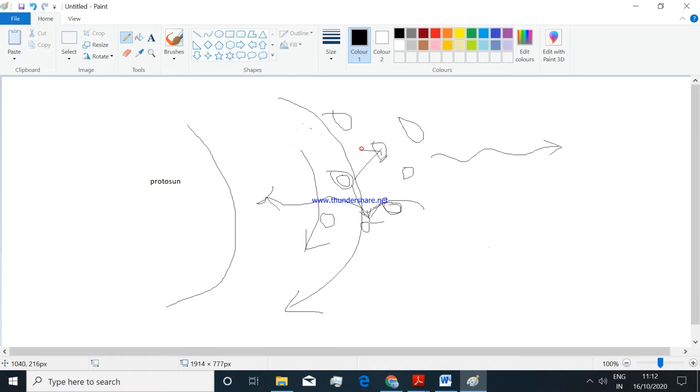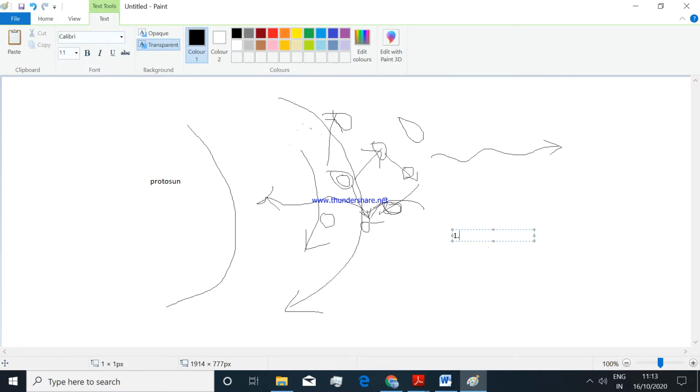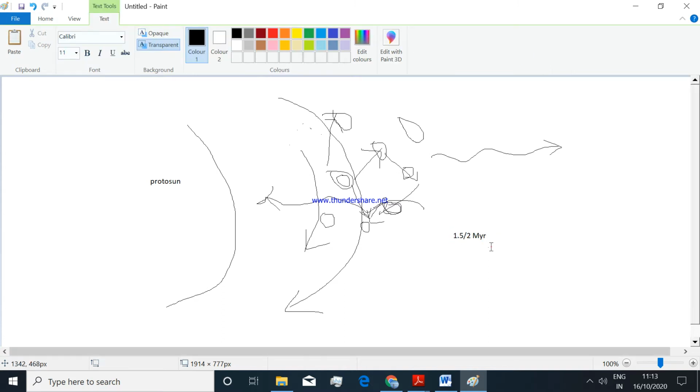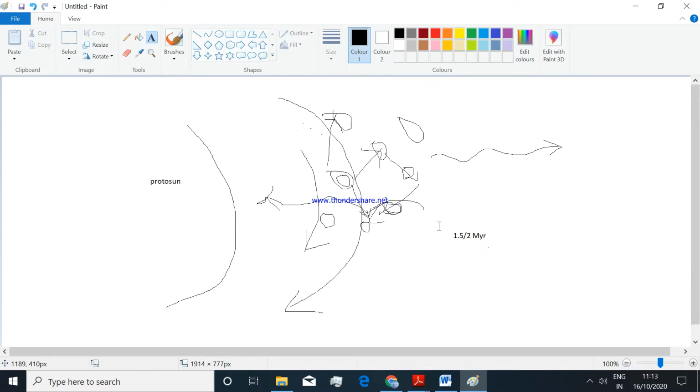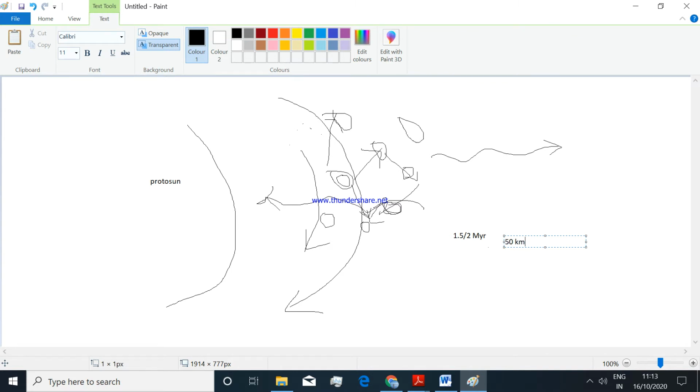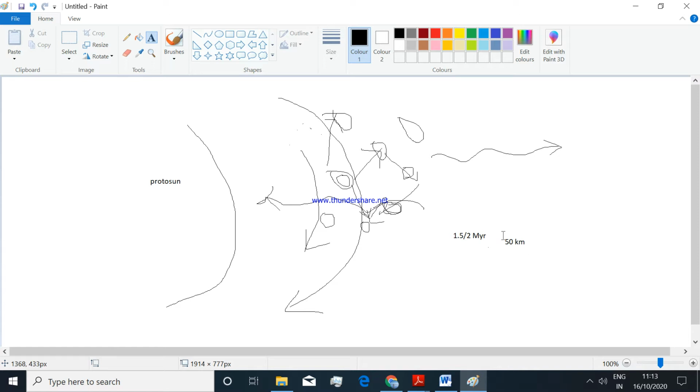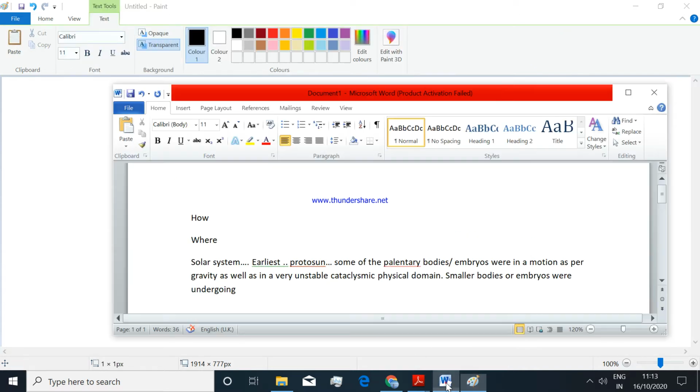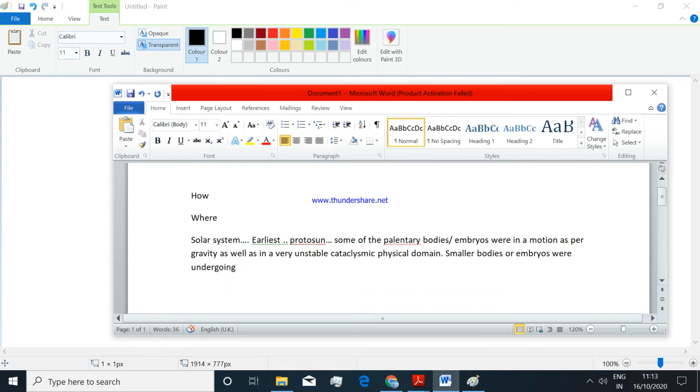And during these violent collisions, within just 1.5 or 2 million years, if the embryo was small enough in size, suppose it has a diameter of 50 kilometers or something smaller than that, there will certainly be some melting of the substances towards the center of these embryos.